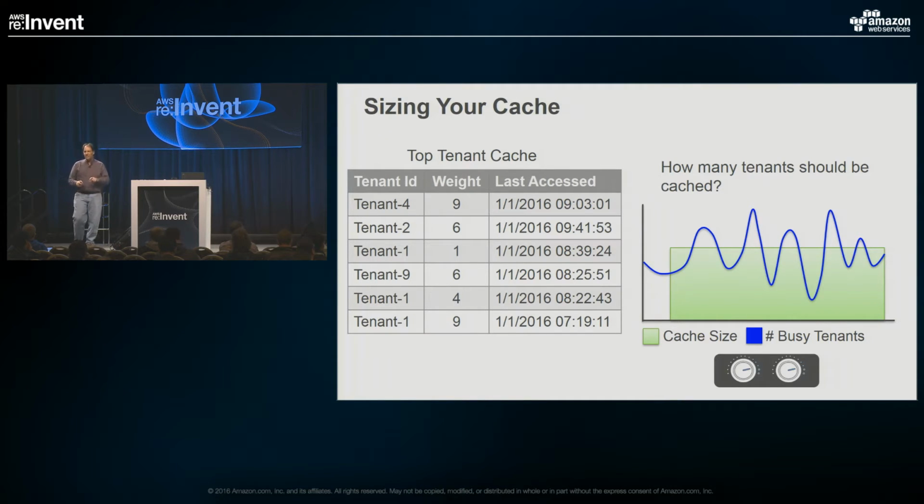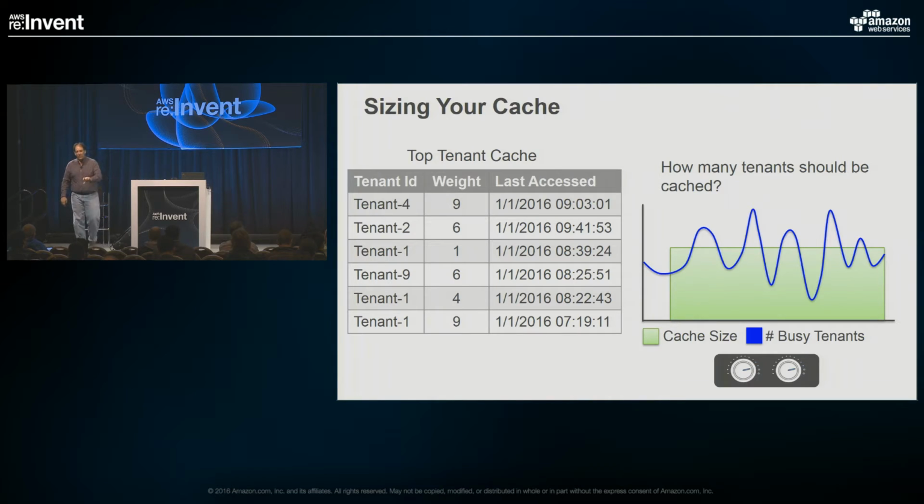And so the answer usually is that you will find some equilibrium, some point at which the cache is big enough that it's accommodating an appropriate number of tenants to yield the value you want, but not oversized in a way that it's eating up too much cost.